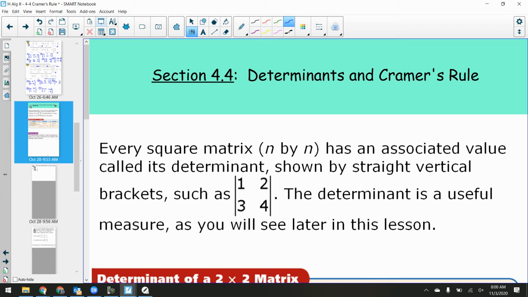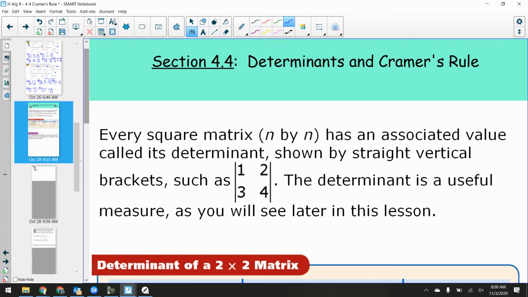has an associated value called its determinant, shown by straight vertical brackets. The notation almost looks like absolute value, in that it has those straight lines. Don't associate anything to it as the value though. That's just what the notation looks like. Basically, just take off the little wings of the bracket. The determinant is a useful measure, as you will see later on in this lesson. So how do we find the determinant?